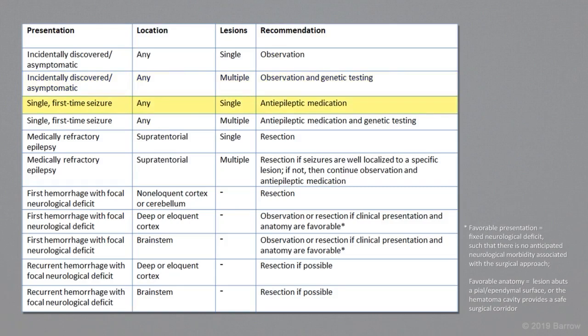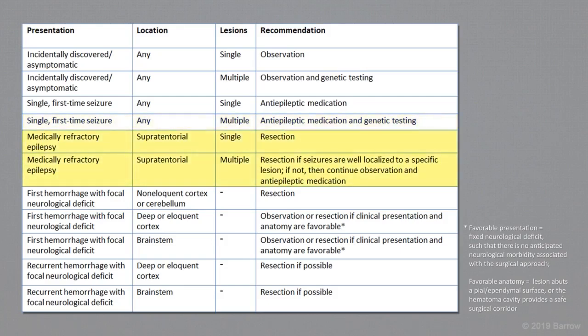If a patient presents with their first-time seizure and a lesion located in any location, we would recommend an initial trial of anti-epileptic medication prior to proceeding with surgical resection. Likewise, if a patient has multiple cavernous malformations and presents with a first-time seizure, we would recommend beginning anti-epileptic medication therapy and also proceeding with genetic testing to identify if the patient possibly has a familial form of the disease. If these seizures can be well controlled on anti-epileptic medication, it is possible that surgery is not necessary.